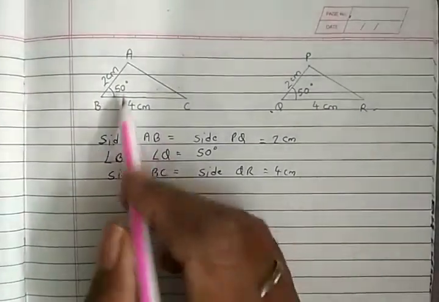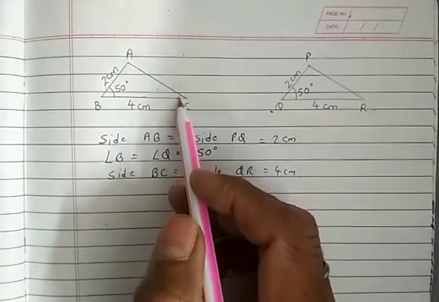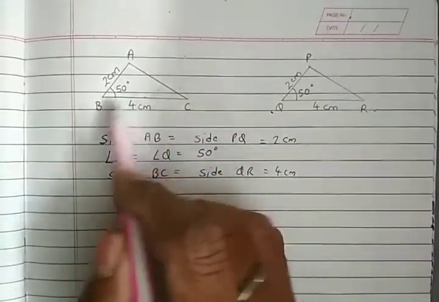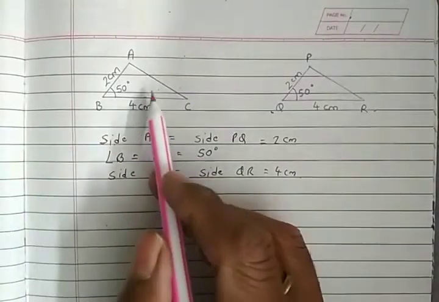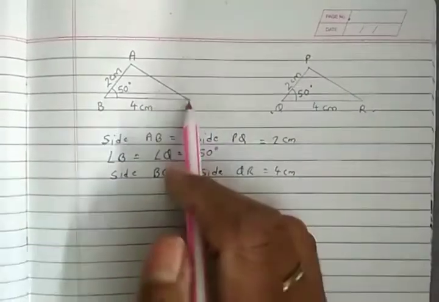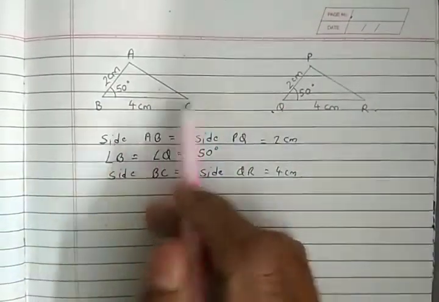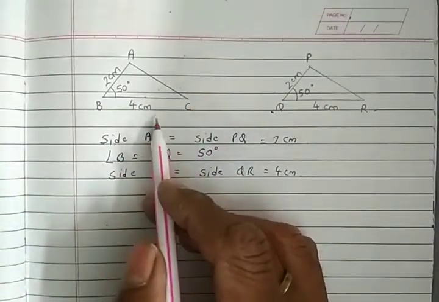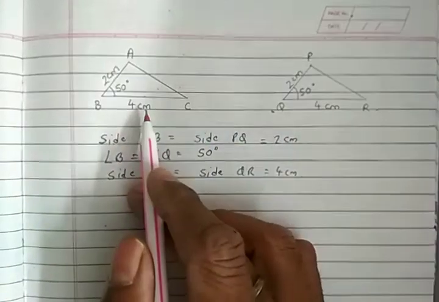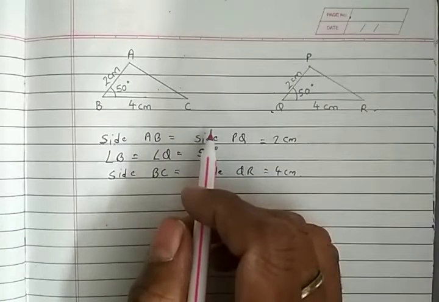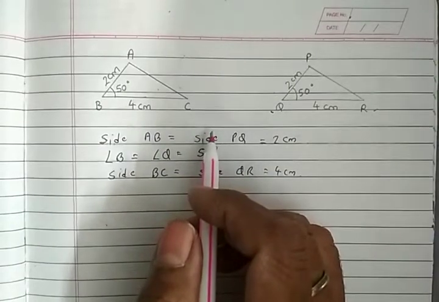Now let's learn about angle side angle congruency. What does it say? That if two angles of one triangle are equal to two angles of another triangle and the included side is equal to the included side of the other triangle, then it is said that the two triangles are congruent by angle, side, angle. Let us see this with the help of an example.